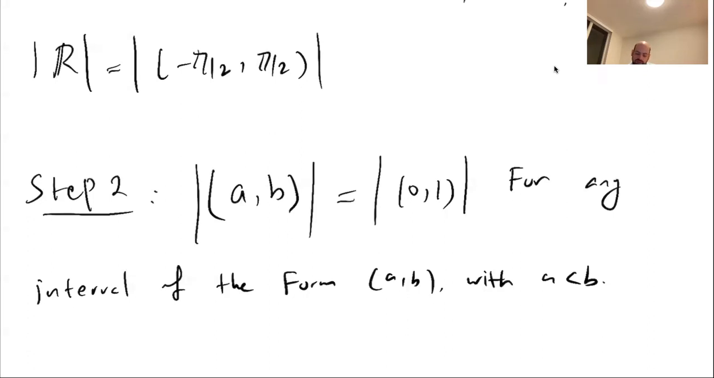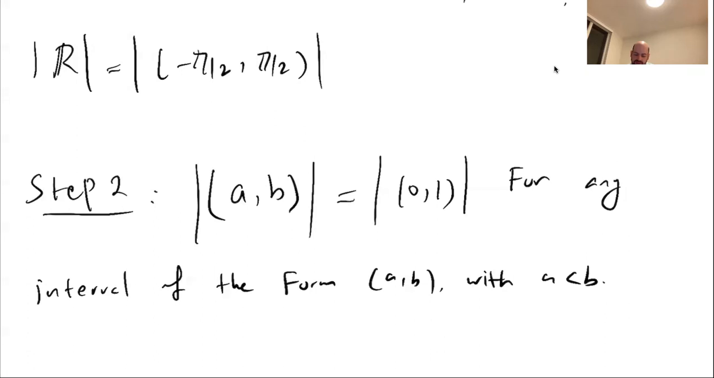Okay, so we showed that interval 0 to 1 and interval a to b have the same cardinality. And what did I want to show originally? That cardinality R is equal to cardinality of (a, b) for any interval a and b. So in step 1, I showed that cardinality R equals cardinality of (-pi/2, pi/2). And then I showed that cardinality of (a, b) and (0, 1) are all the same. So if I combine these, what can I conclude?